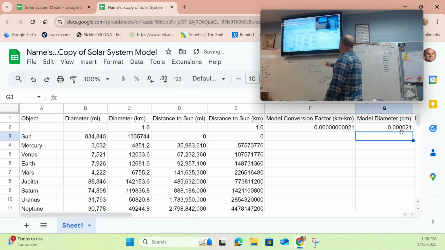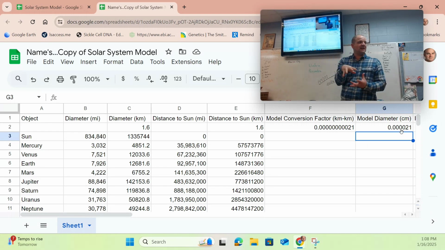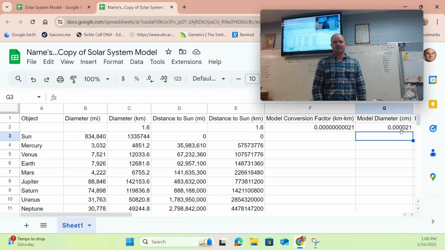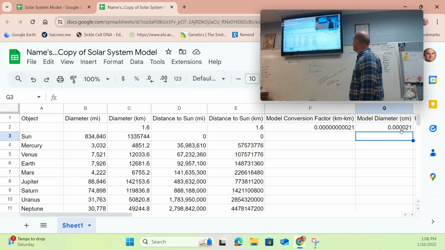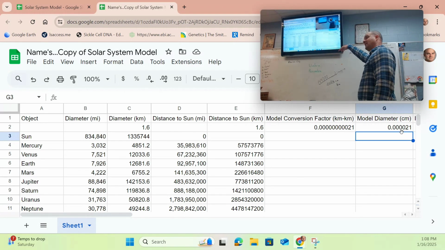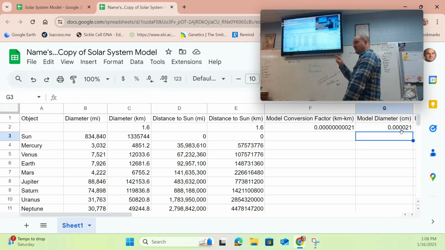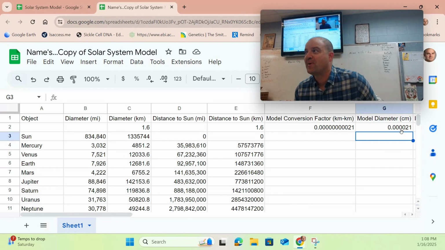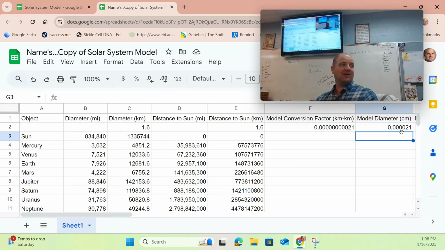So a review. This conversion factor takes care of 2 things. It shrinks the solar system down to our size, and it puts us into a measurement unit that makes sense for our models. What did I say? 0.000021. Stick that up there. Okay. Everybody there? Everybody following along?